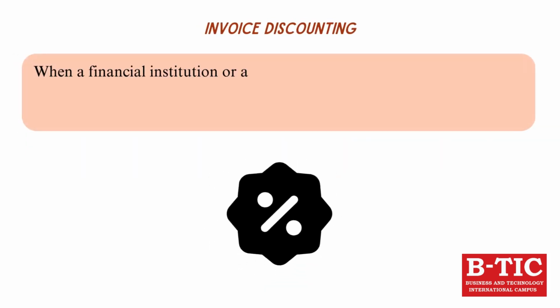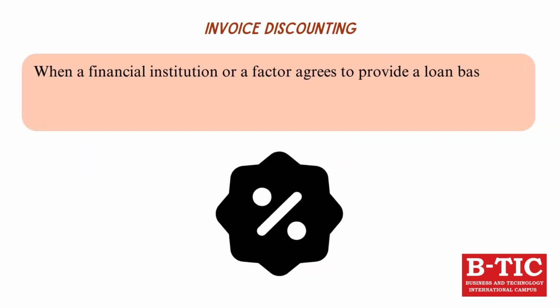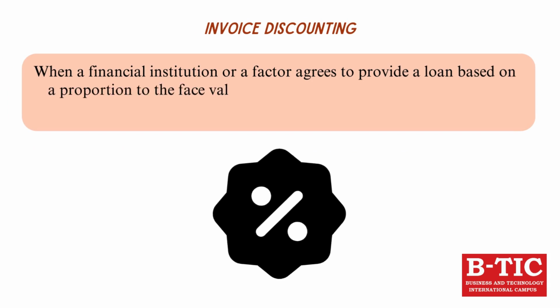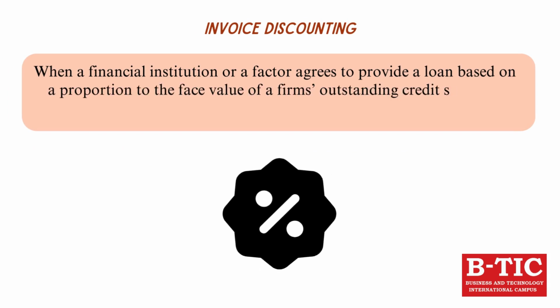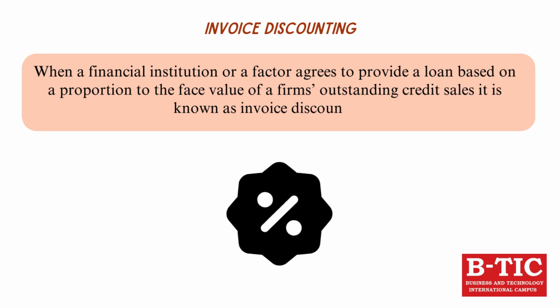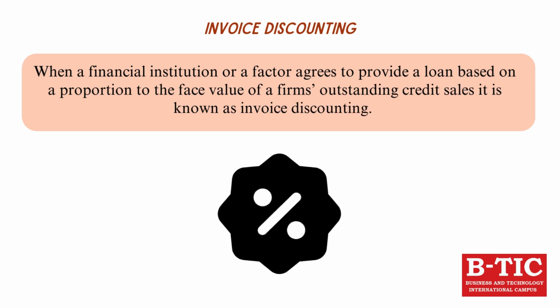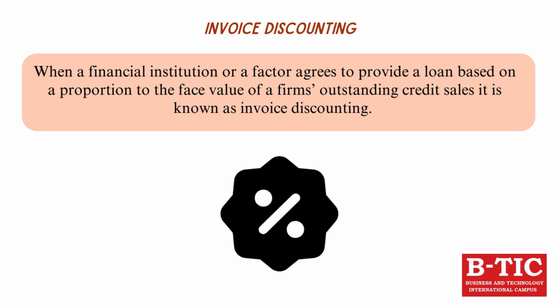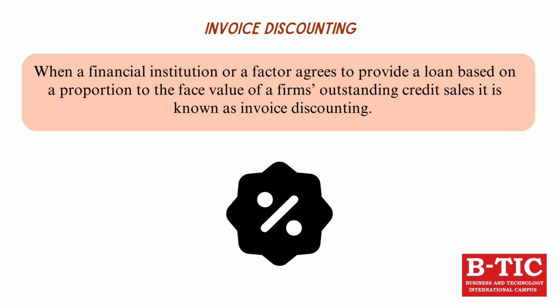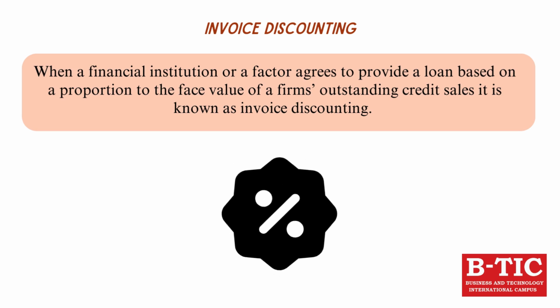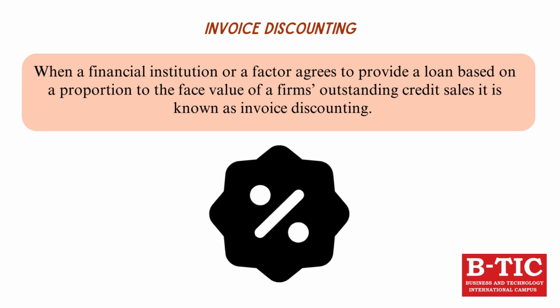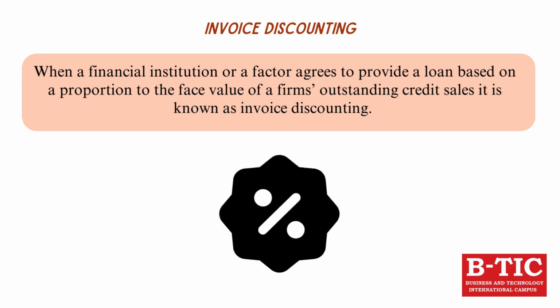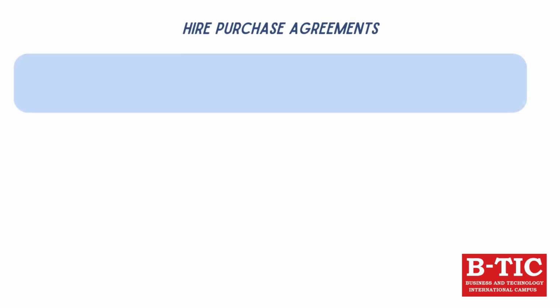Invoice discounting. When a financial institution or a factor agrees to provide a loan based on a proportion of the face value of a firm's outstanding credit sales, it is known as invoice discounting. The loan provided by the institutions or factors must be settled by the organization within an agreed short time period. Unlike debt factoring, the risk of acquiring settlements from the trade debtors lies on the business.